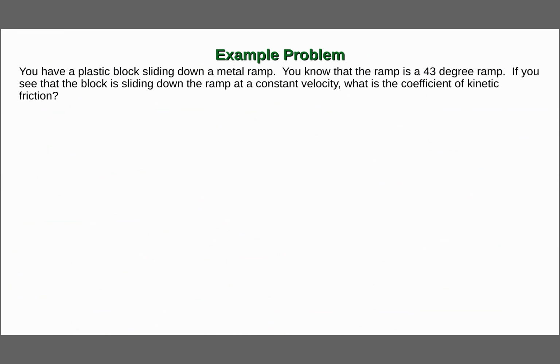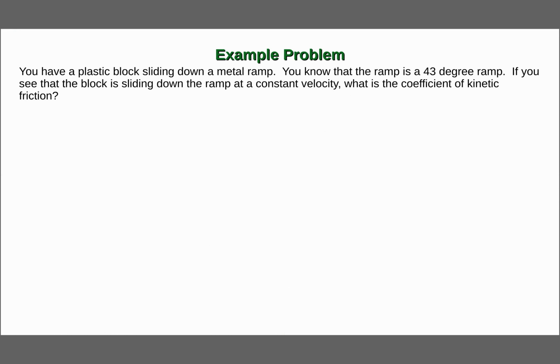Okay, so let's finish our lecture today with just one more example problem. For this example, we have a plastic block sliding down a metal ramp. We know that the ramp is a 43-degree ramp. If we see that the block is sliding down the ramp at a constant velocity, what is the coefficient of kinetic friction?